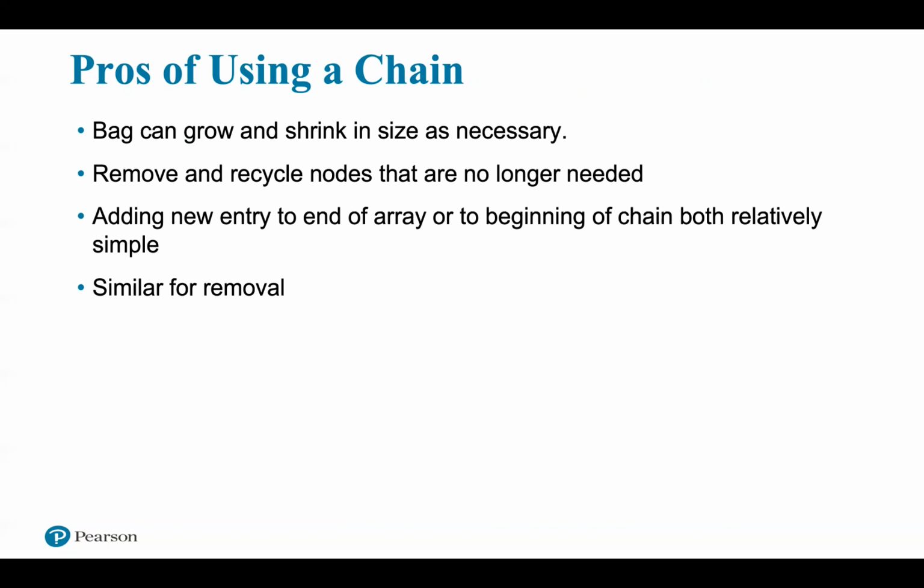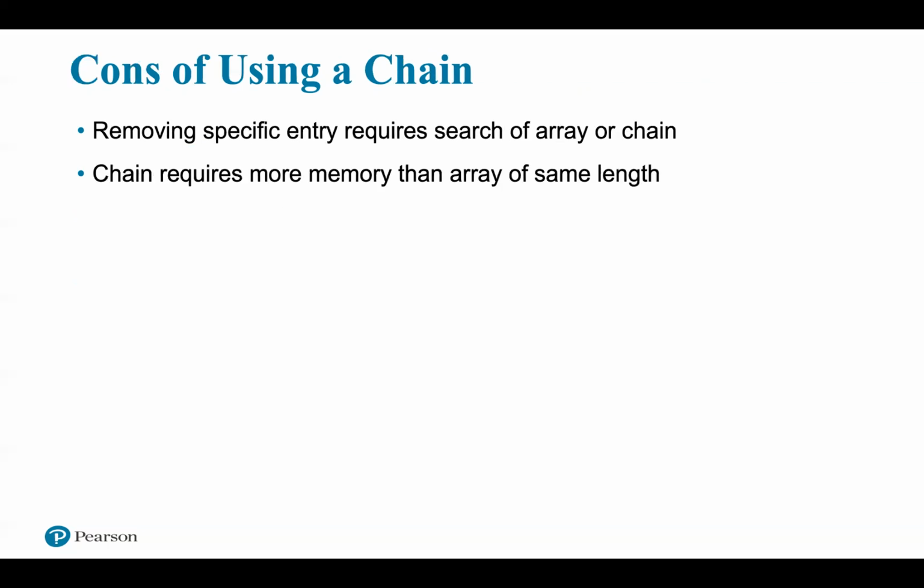And as you're looking at the pros, we'll get into the cons, and we started really to begin to talk about that. Adding a new entry to the end of an array or to the beginning of a chain are both relatively simple tasks. Both operations are fast unless the array needs to be resized. Likewise, removing the entry at the end of an array or the beginning of a chain takes about the same effort. However, removing a specific entry requires a search of the array or chain.